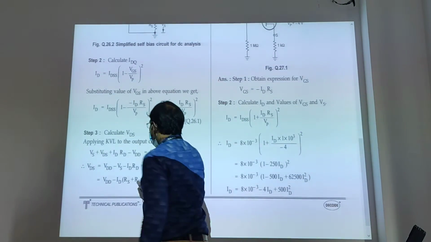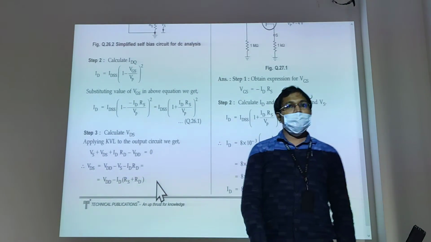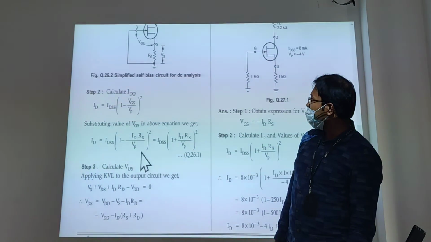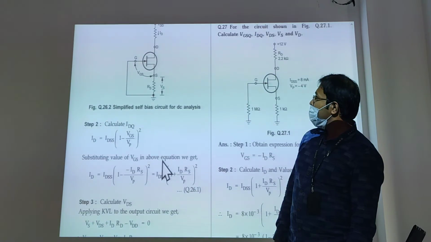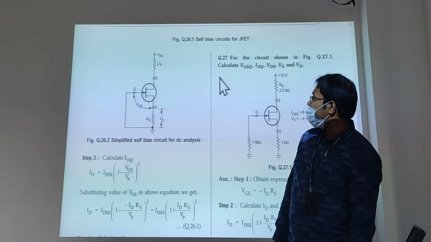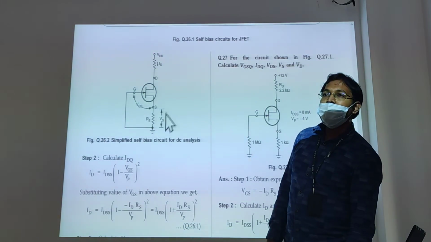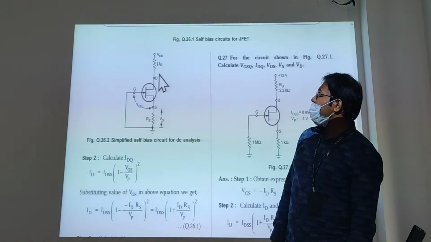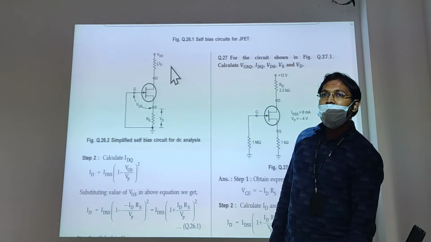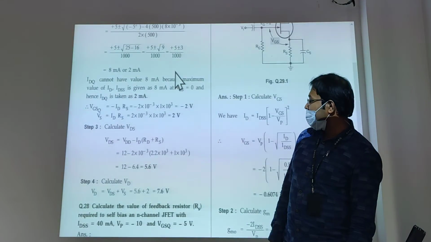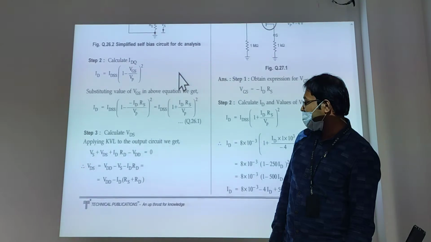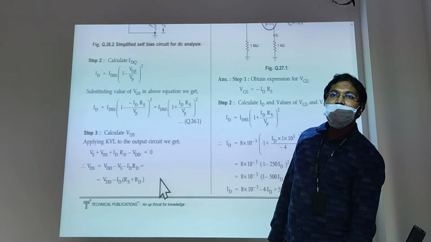So VDS will be VDD minus IDRD minus IDRS. Minus ID if you take common, VDS will be VDD minus ID into (RD plus RS). That is what we are having here. Anybody didn't understand this? Raise your hand.